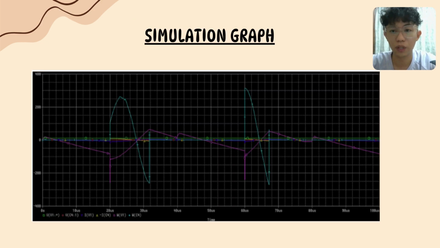So for the simulation output waveform graph, this figure shows the waveform for the voltage, current, and power dissipation of the input and the output of the design circuit. The output voltage can be properly adjusted due to the function of the potentiometer. A higher duty cycle results in a higher voltage.